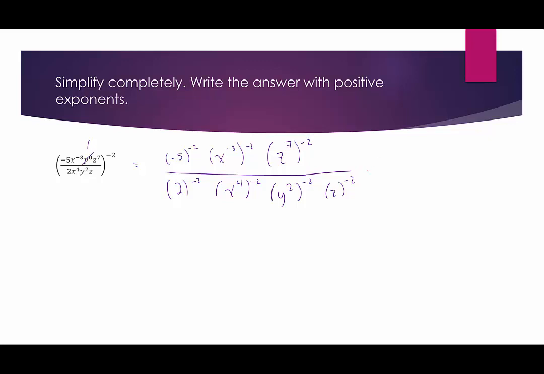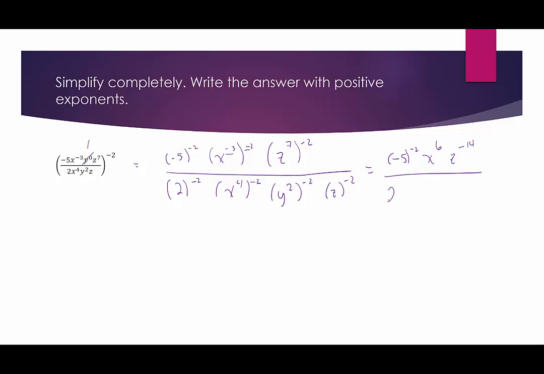Okay, the next thing I'm going to do is actually use that power to a power and multiply the powers. So this would give me negative 5 still to the negative 2. Negative 3 times negative 2 is positive 6, so x to the 6th. 7 times negative 2 would be negative 14.